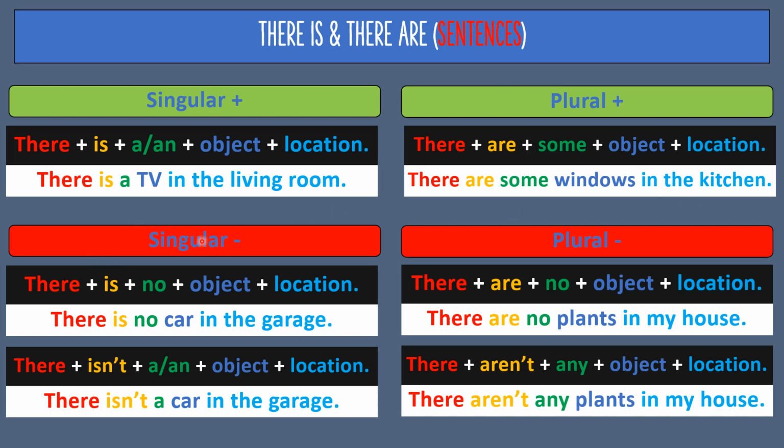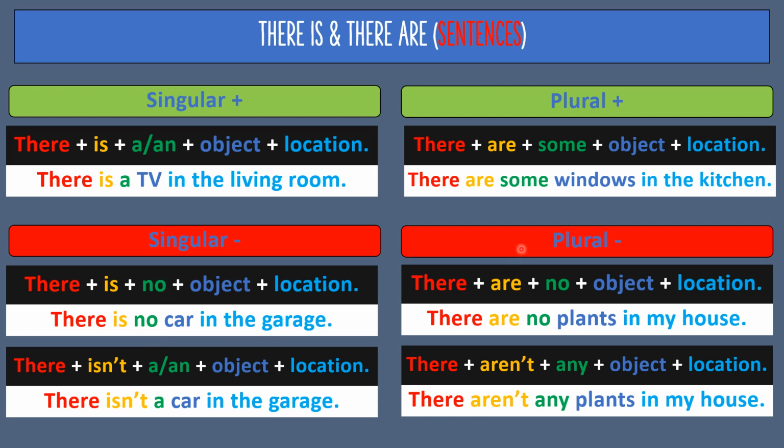For singular negative sentences, you need there plus is plus no plus the object plus the location. Or you can also use this form, there plus isn't plus a or an plus the object plus the location. For example, there is no car in the garage. And here, there isn't a car in the garage. The two sentences express the same idea in two different ways.